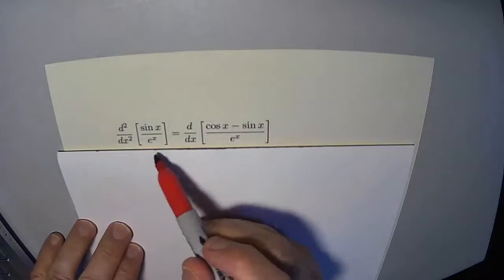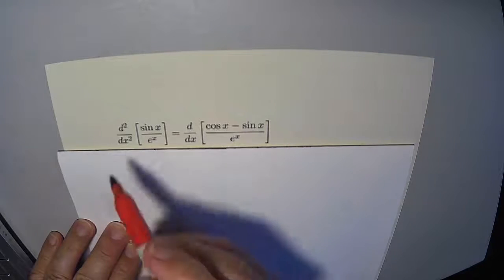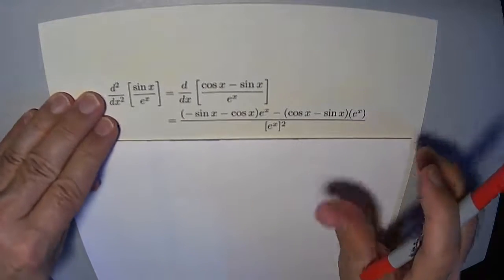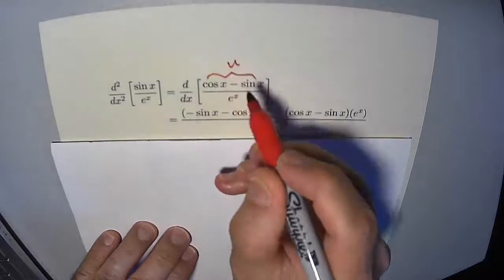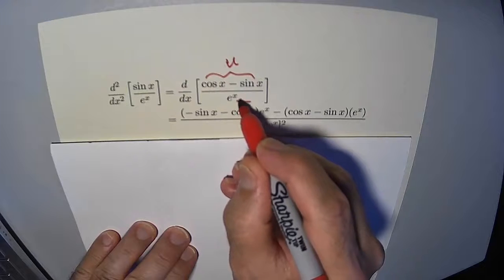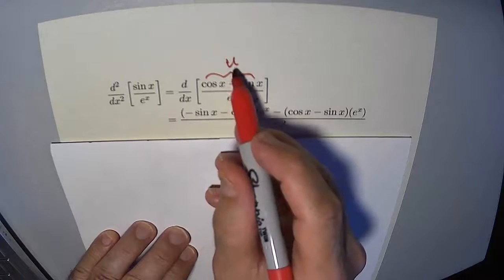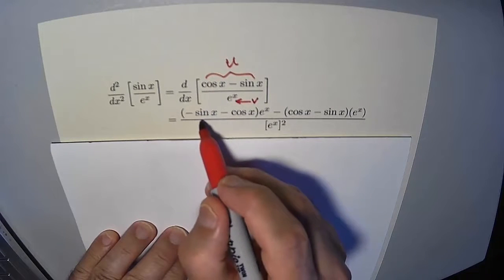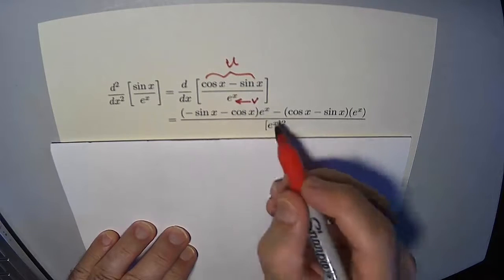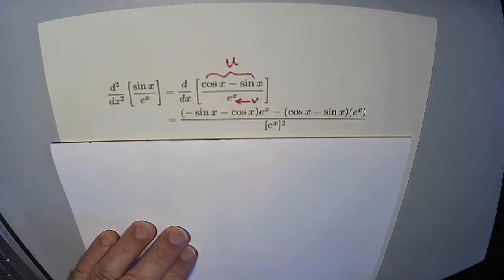Continuing, we found out that the first derivative was this fraction. Now we take the derivative of that again to get the second derivative. Again, we use the quotient rule. This time the numerator u is this entire expression, sine, cosine minus sine, and v is e to the x again. So we do u prime is derivative of cosine, negative sine, minus derivative of sine, cosine, times v, minus u times v prime. Derivative of e to the x is itself, all divided by v squared.